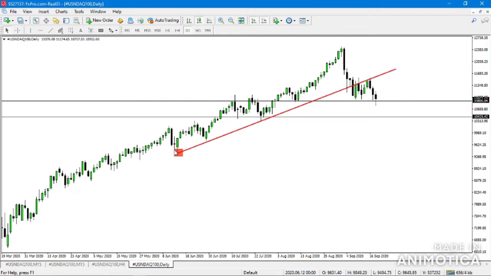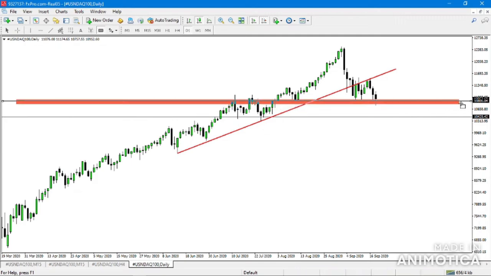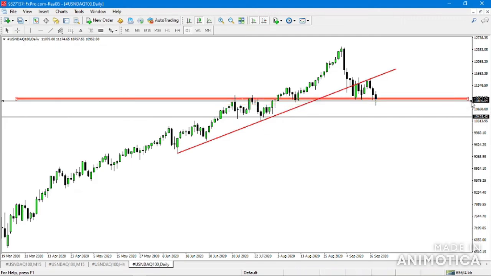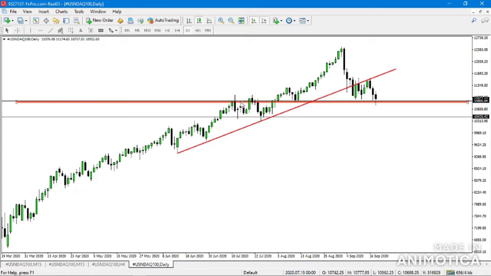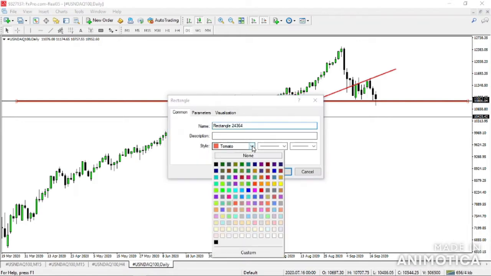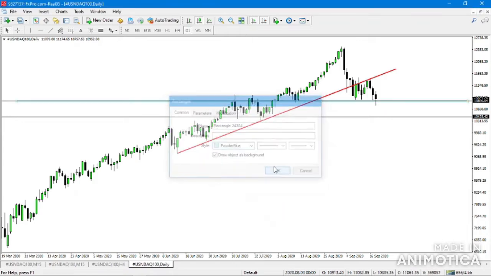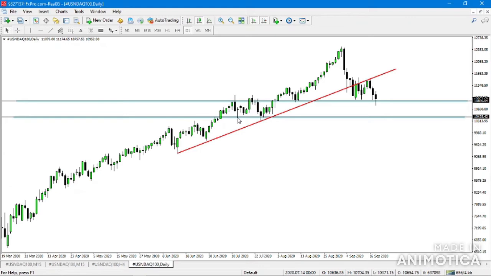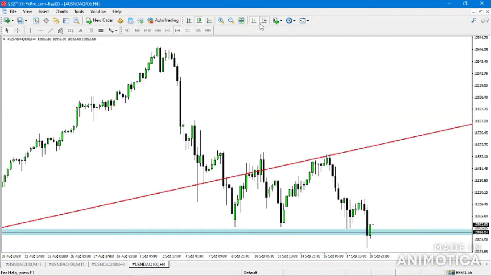Okay, and if you're looking to buy this pair, let's see, we are currently sitting at the structure right here. Just change that color, let's make it blue. Okay, and we also have structure right there at the bottom. All right, so now you can see we are currently sitting at that structure. Let's just head down to the 4 hour.